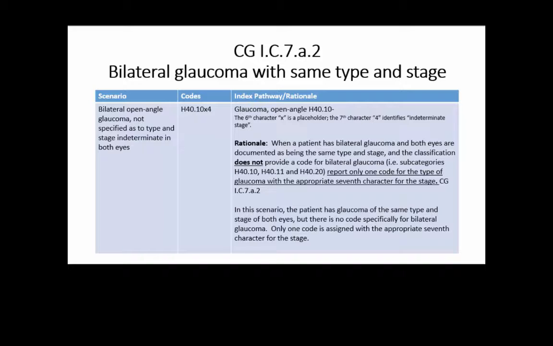So the glaucoma open angle takes you to H40.10. The sixth character needs an X as a placeholder because you have to have a seventh character to identify the stage, and our scenario tells us that the stage is indeterminate, which is the number 4. So just as a reminder, in this scenario the patient has glaucoma, the same type and stage of both eyes, but there's no code specifically for bilateral glaucoma, so only one code is assigned with the appropriate seventh character for the stage, which in this case is indeterminate.